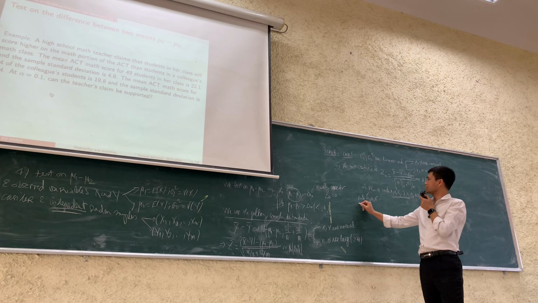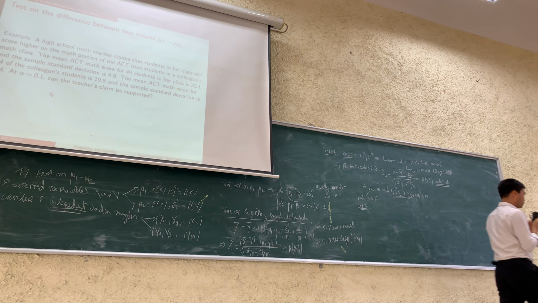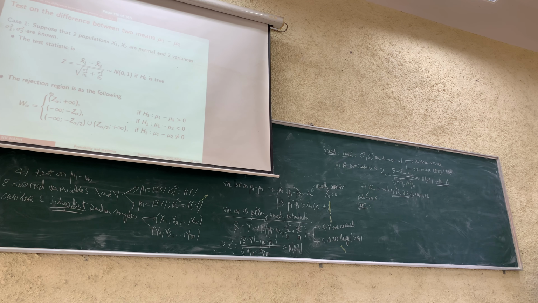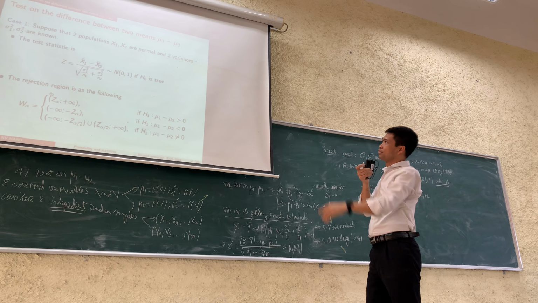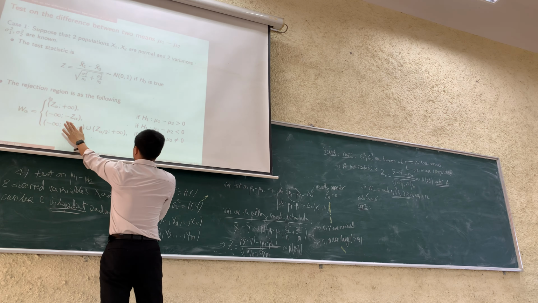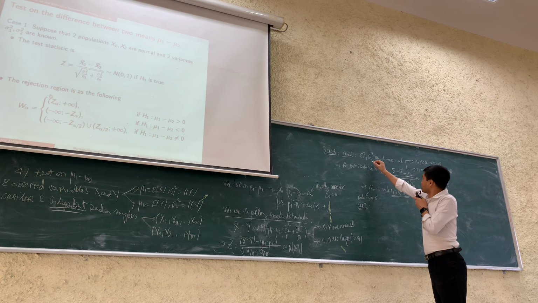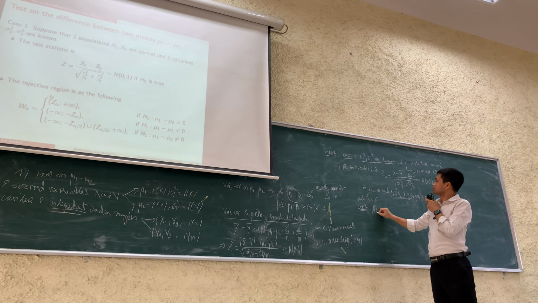Continue to the second case. I can open the formula here. The first case is when x and y are normal. The second case is when sigma 1 square and sigma 2 square are unknown.